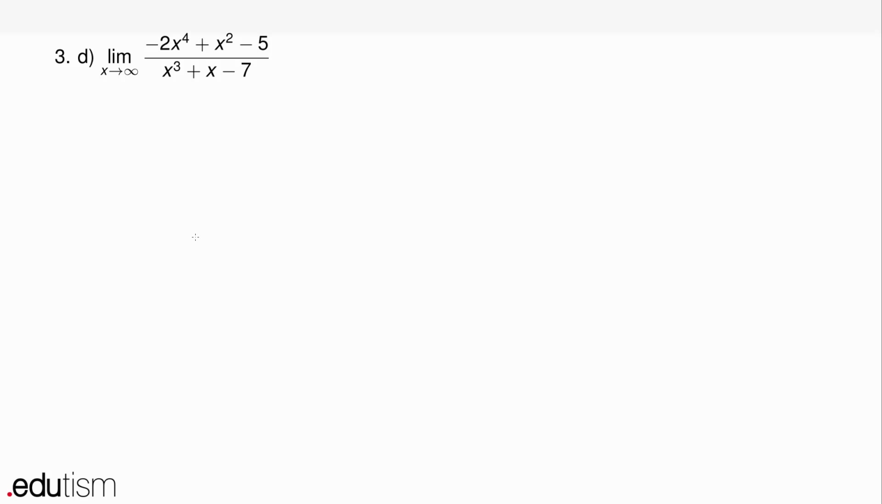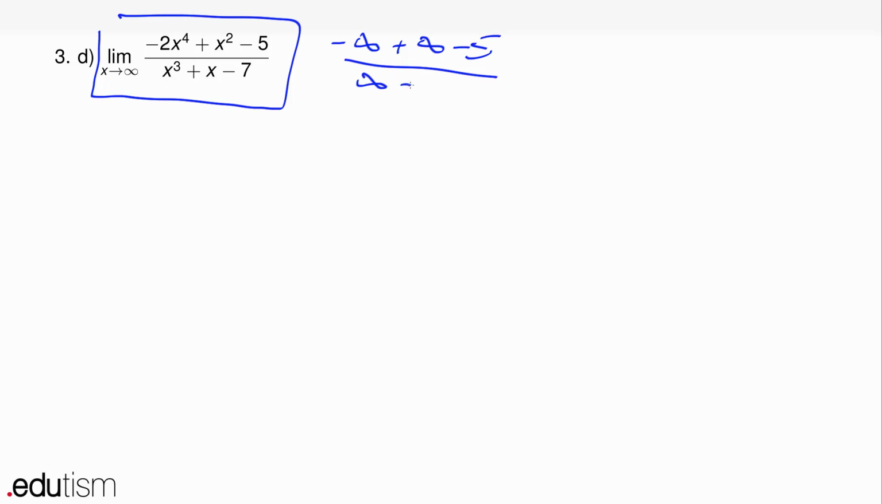In question 3D, we want to find the limit as x goes to infinity of negative 2x to the fourth plus x squared minus 5 over x cubed plus x minus 7. Now if I plug in infinity for x, I'm going to have negative 2 times infinity to the fourth, which is basically negative infinity. We're going to have a plus infinity, we're going to have a minus 5. On the bottom we'll have an infinity plus another infinity minus 7. So the key thing is you got infinity both on the top as well as on the bottom.